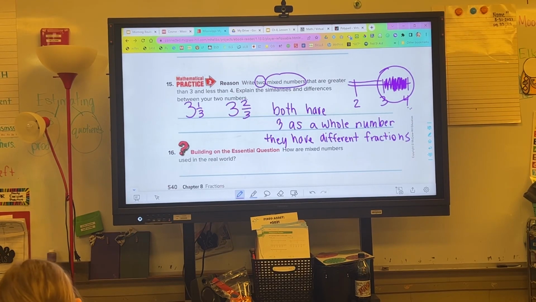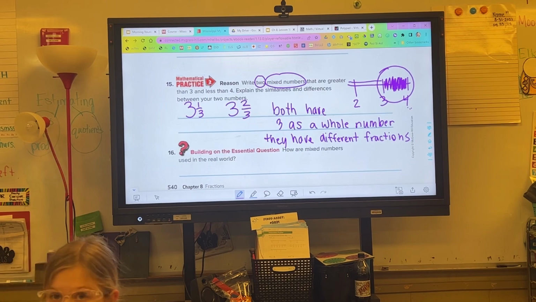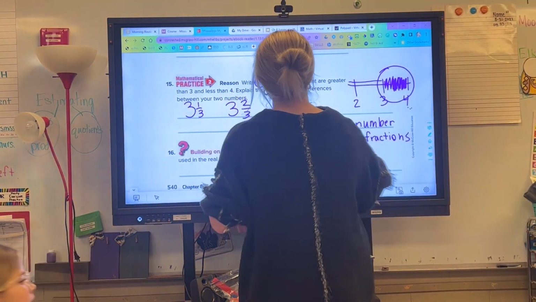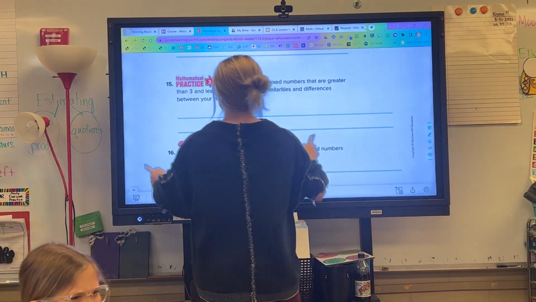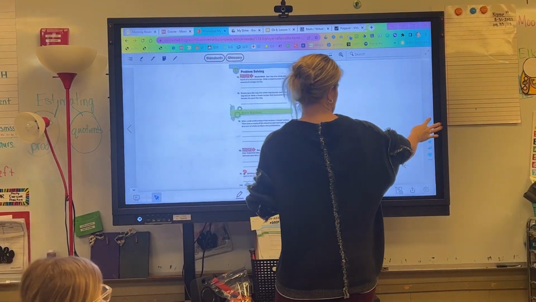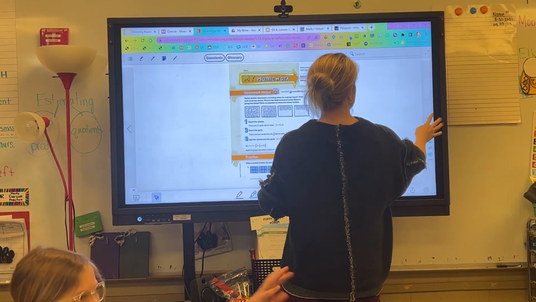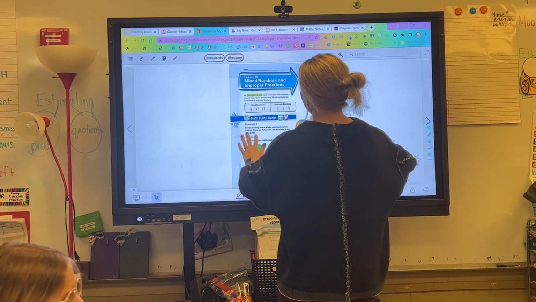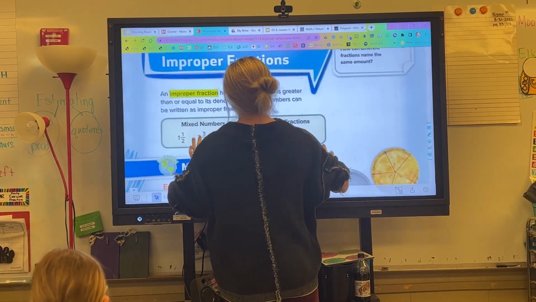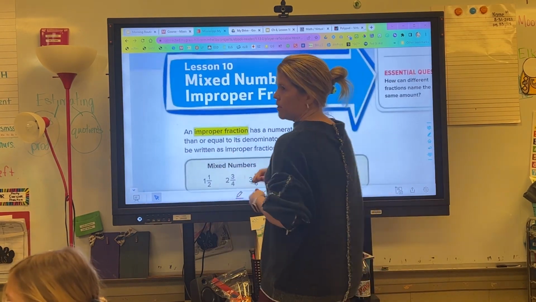Alright, so everybody looking at page 543, right? You need to be there. We are talking about what two things today? Mixed numbers and improper fractions. So we're kind of adding a new type of number here.